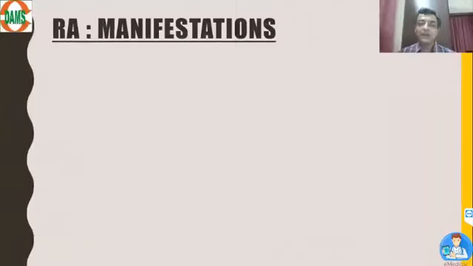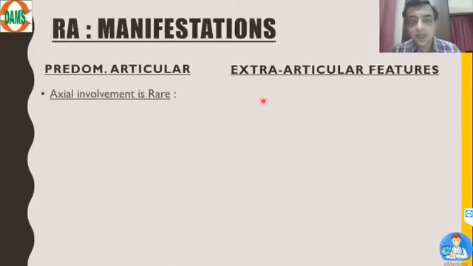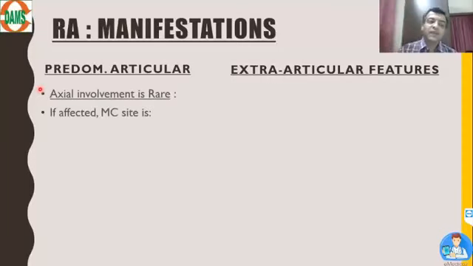Let us take it forward, continue the table. In the articular manifestation, continue the table furthermore. On the articular side, what we have written is the most common pattern is appendicular dominant, and axial involvement is rare. So RA majority cases are appendicular dominant. That means spine involvement is rare. Spine involvement is extremely rare. So if affected, what can happen?